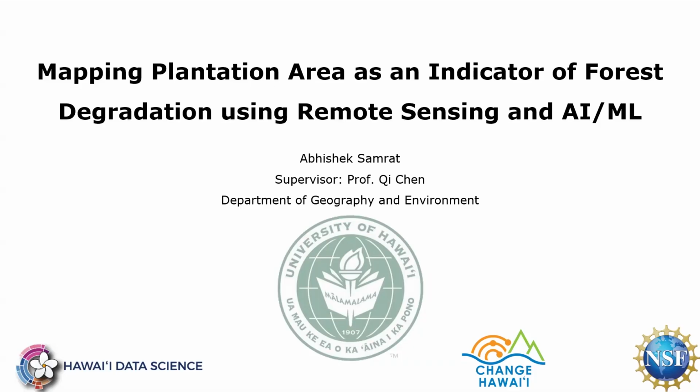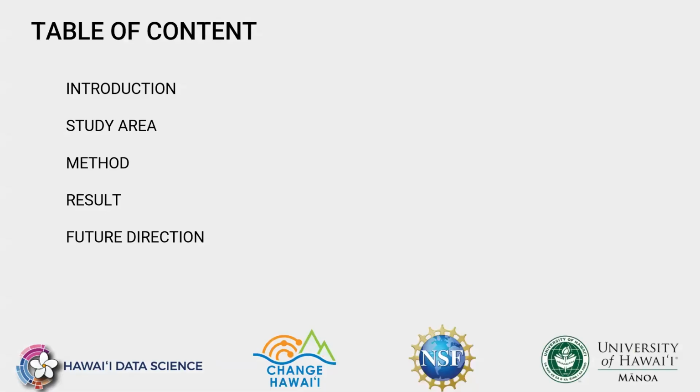Here today I'm going to present plantation mapping as an indicator of forest degradation using remote sensing and machine learning. I divided my presentation into 5 categories: introduction, study area, method, result, and future direction.